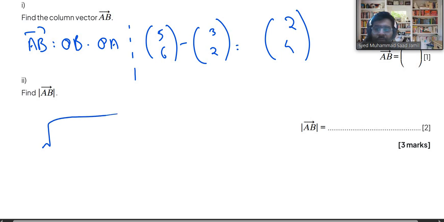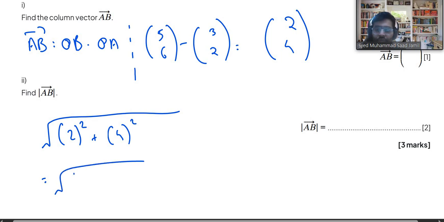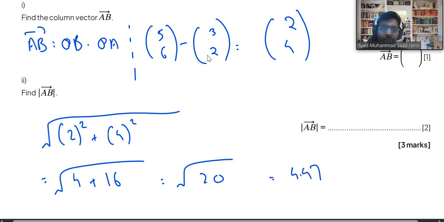Now moving on, we have to find the magnitude of AB. So this becomes 2 square plus 4 square, which is 2 square is 4 plus 4 square is 16. This becomes under root 20. Under root 20 is equal to 4.47.